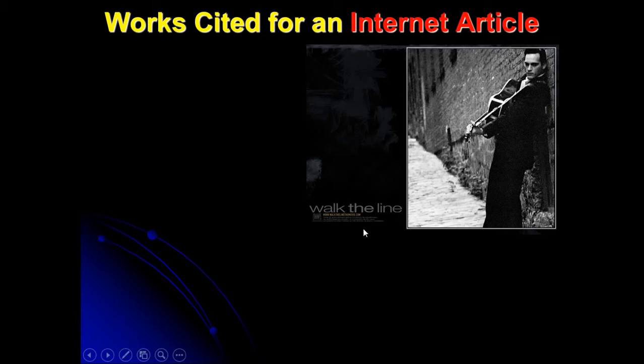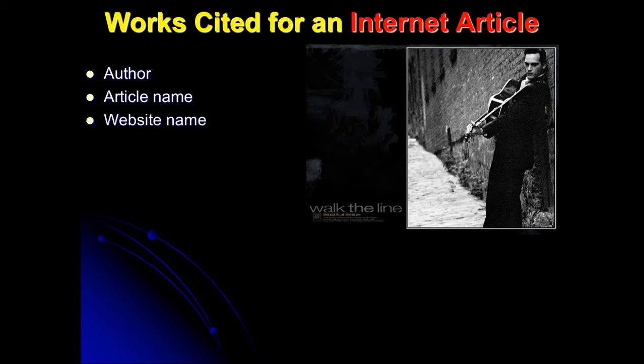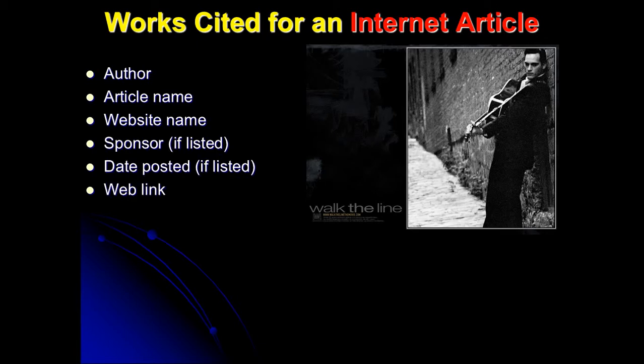So for an internet article, you want the author's full name, if there is an author, the article name, the website name, the sponsor, now there may or may not be one, the date that it was posted, again there may or may not be a post date, the web link, so that means, you know, www. whatever, where you found it, and then the accessed date, the date that you looked at it.